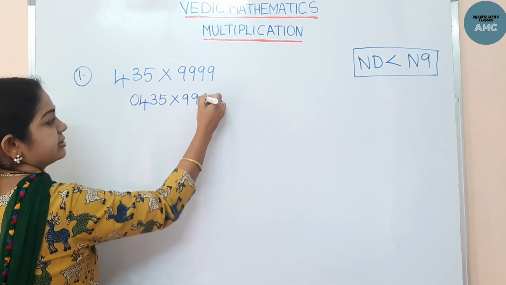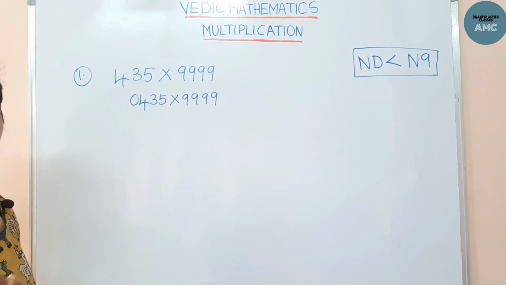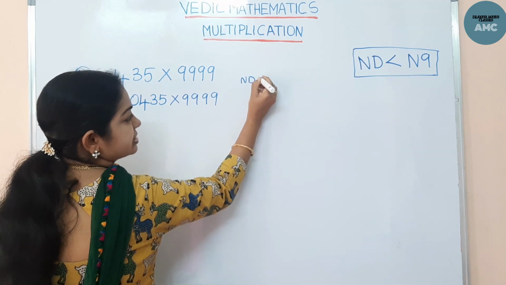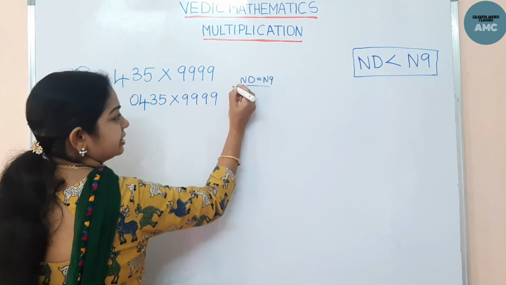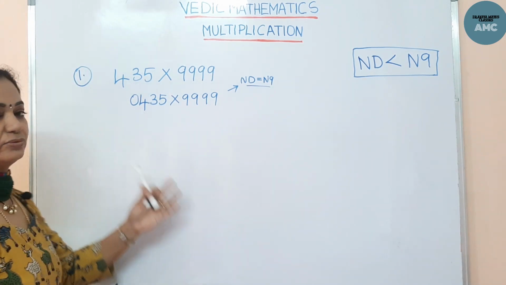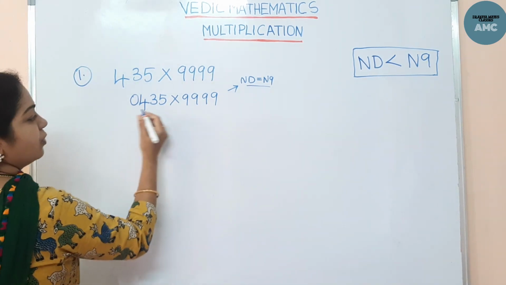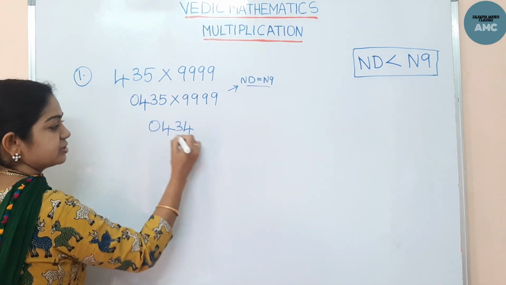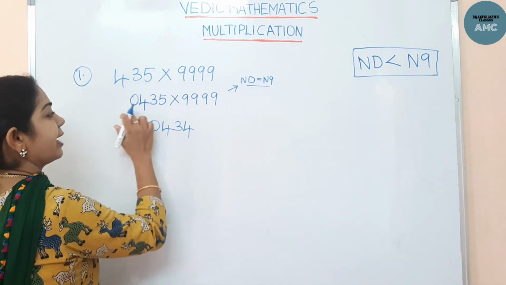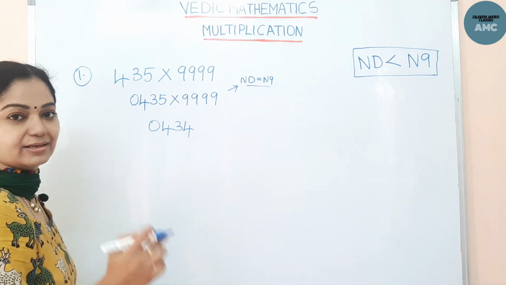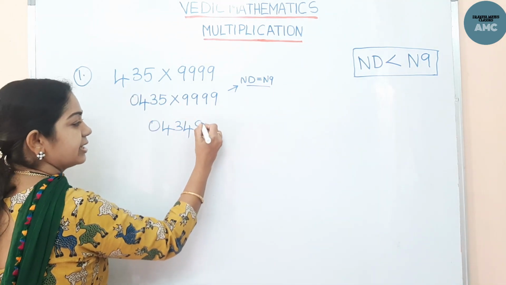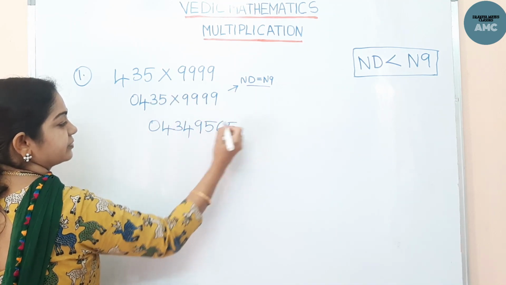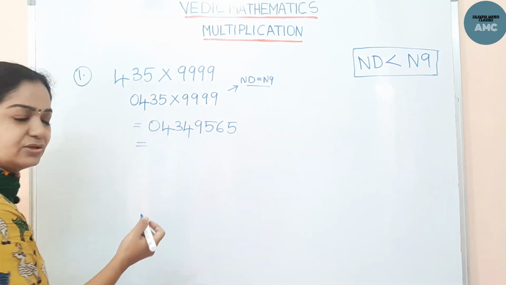Then we can start the same procedure we did in the previous one. Now the number of digits is equal to the number of 9s. Then we have to do the same technique. Now here, we decrease the first part by 1. So 435 becomes 434. Then for the number we apply all from 9, last from 10. So 9 minus 0 is 9, 9 minus 4 is 5, 9 minus 3 is 6, 10 minus 5 is 5. So the answer, we can eliminate the 0 at the front.